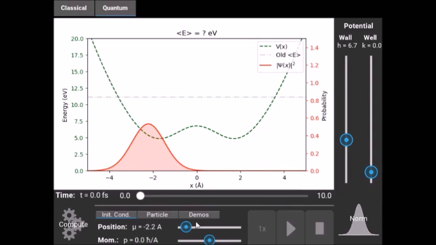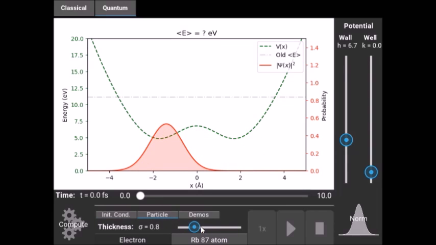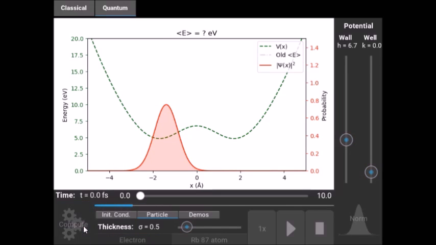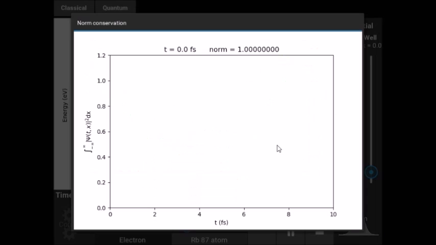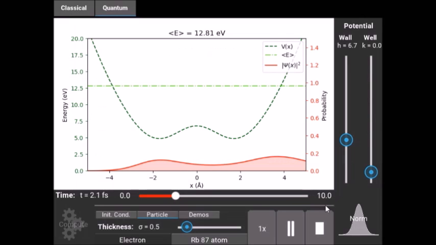As in the classical system, we can choose the initial position and the momentum. Here, we can choose the Gaussian's thickness and choose between two usual particles of different scales. We must again hit the compute button before watching the video. What we can do here is to check the norm conservation, which should always be 1, except for computing noise.